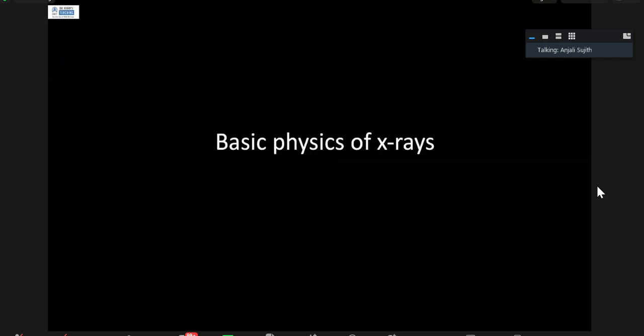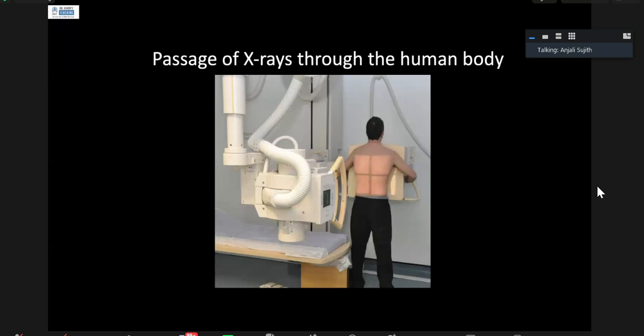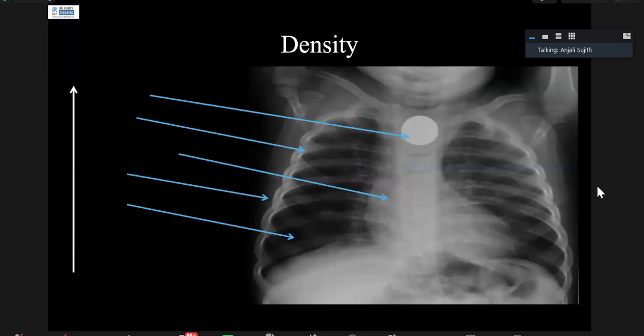So a little bit about the basic physics of X-rays. X-rays are ionizing radiations, and they pass through the human body and fall on what we call the receptor, and that's when we get the X-ray. When we look at the X-ray, what we see is a degree of grayness and whiteness depending on the tissue. Right here you can see a bright white structure.